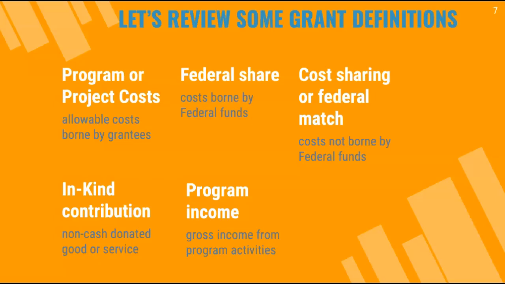Federal share, the costs borne by federal funds. So this is the federal government's share or portion of the investment that they will actually contribute. Then we have cost sharing, or something we call a federal match. Cost sharing is costs not borne by federal funds, meaning that this is coming from some other organization. Okay, so this could also be what we call matching funds, right? But we just use a lot of different words for it: cost sharing, matching. That means some more contributions that are coming from other organizations, but not the funder, which in this case, we're talking about federal funders.